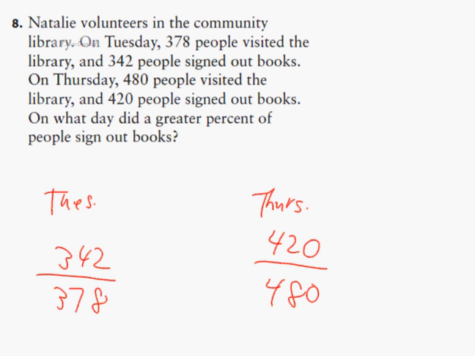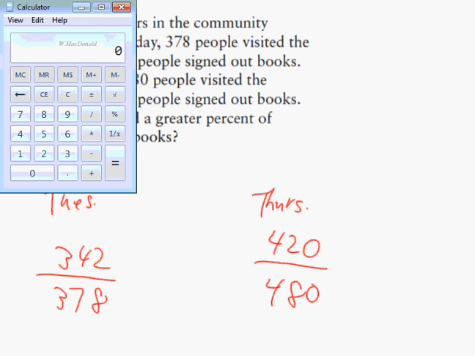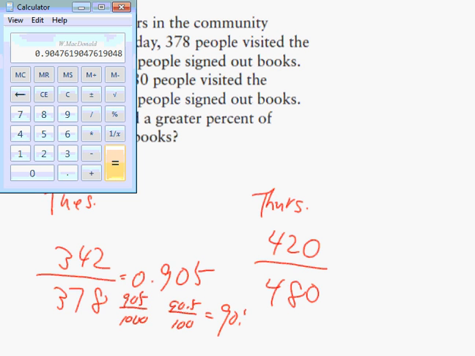So the first thing we're going to do is convert this to a decimal. 342 divided by 378 is, oh, I did that wrong. Let's do that again. 342 divided by 378 is 0.905, rounding that, which is 905 thousandths, which is 90.5 hundredths, which is approximately 90.5%. So 90.5% of the people who visited on Tuesday signed out books.